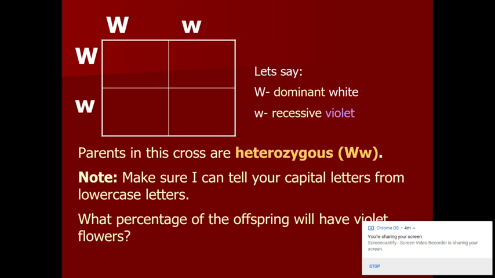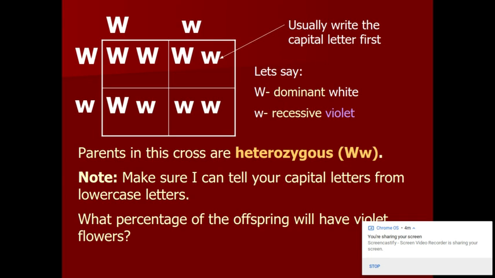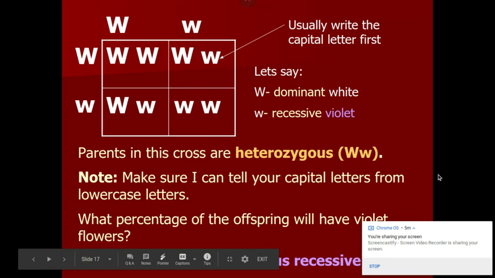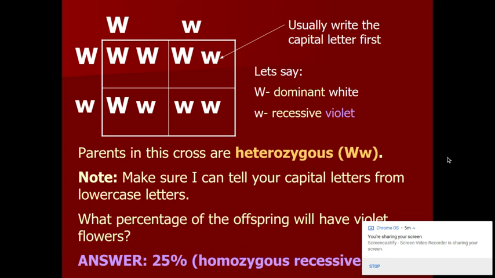So let's do the cross. Well, we have a big W, little w, and a big W, little w. Let's distribute here. Okay, so we've got one homozygous dominant, two heterozygous, and one homozygous recessive. So 1 out of the 4 is going to be violet. These are all going to be white because they all have a dominant allele inside of their Punnett square. Okay, let's see if I got that right. Answer 25%. Correct. So 1 out of 4, or 25%, will be violet.